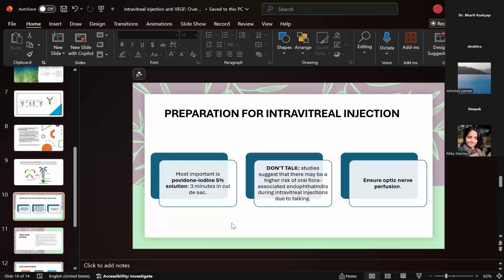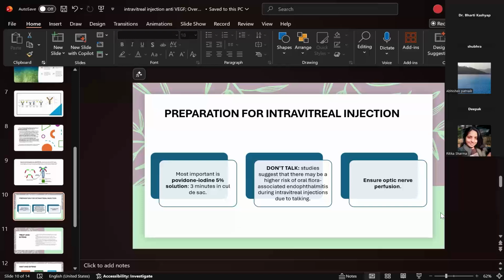Lastly, once you do the injection, always ask the patient, "Light dikh rahi hai?" This ensures optic nerve perfusion. This is the most simple way. Other ways, you can also take an indirect ophthalmoscope and have a view of the retina immediately, so that you know there is ample optic nerve perfusion happening. If you feel the pressure is high, you can do a paracentesis, but in most cases paracentesis isn't required.